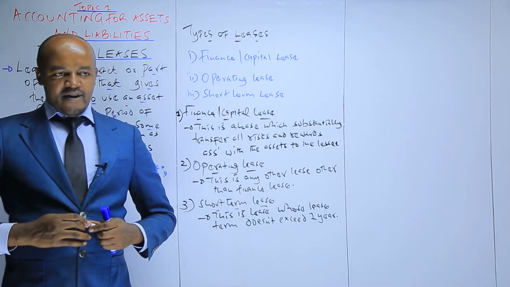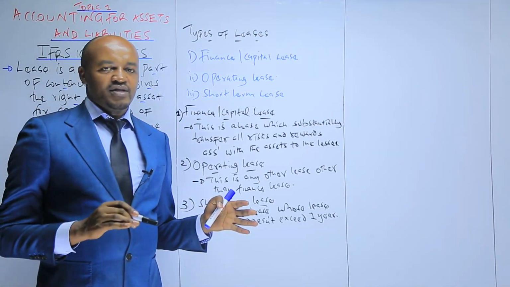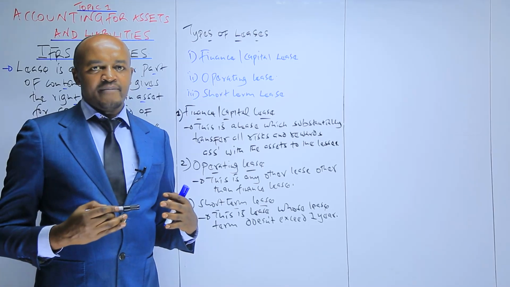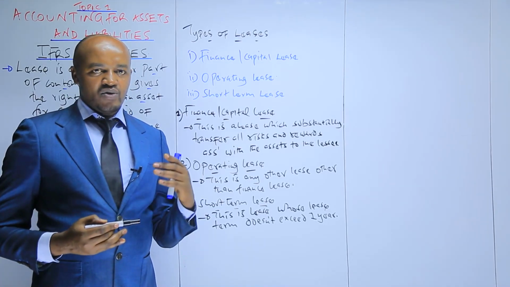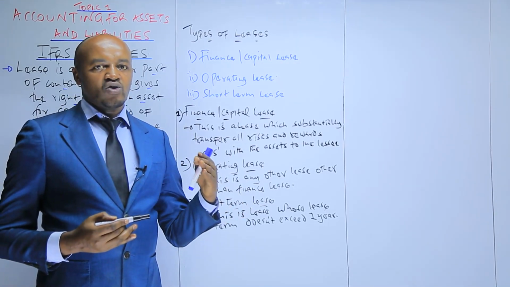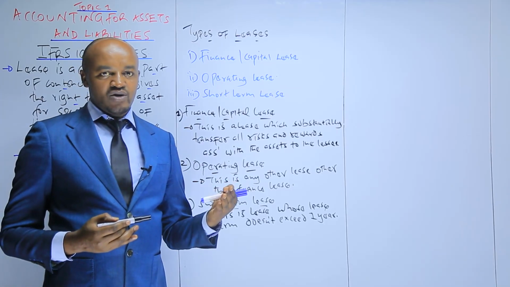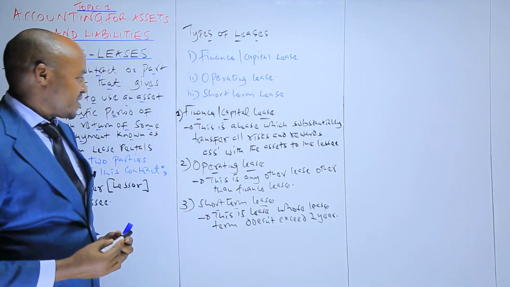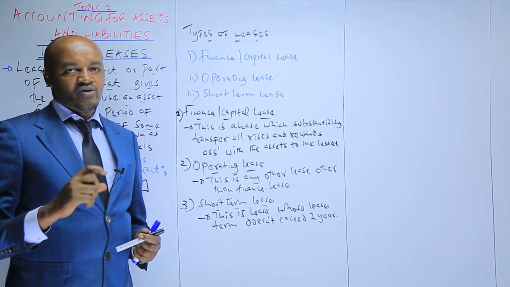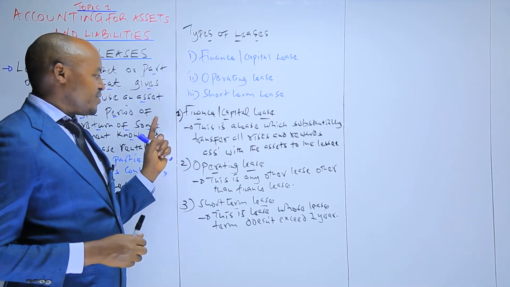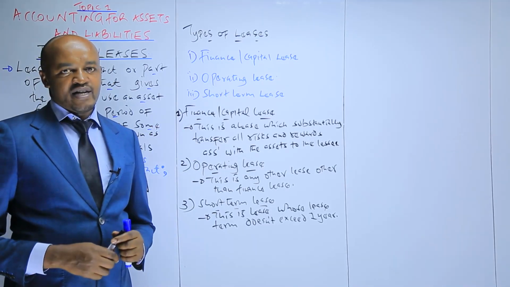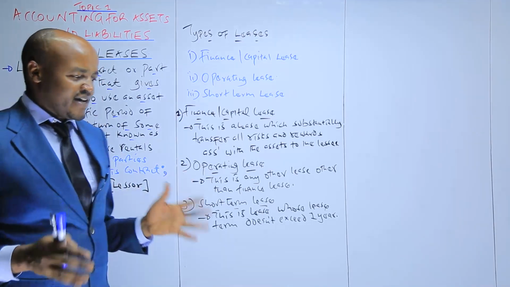But the two main classifications of leases under this particular standard, that is IFRS 16, are the finance lease and the operating lease. So for accounting purposes, the two main ways in which leases are classified are the capital or finance lease and the operating lease. So that is the first thing you need to know.